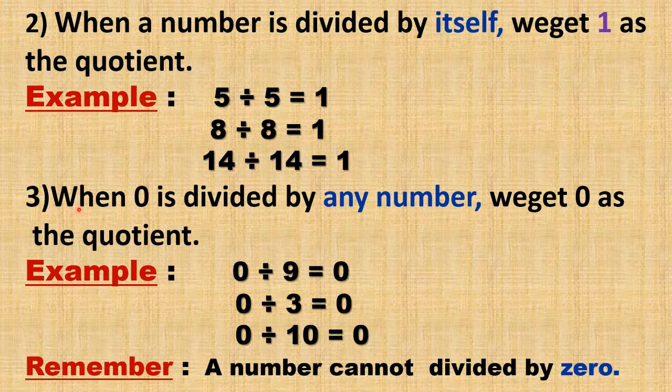Now, third property: when 0 is divided by any number, we get 0 as the quotient. For example, 0 divided by 9 is equal to 0, 0 divided by 3 is equal to 0, 0 divided by 10 is equal to 0. Remember students, a number cannot be divided by 0.